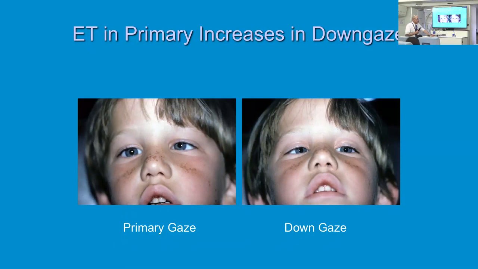You would expect to see overaction of the inferior obliques in this patient because it looks like a V pattern.